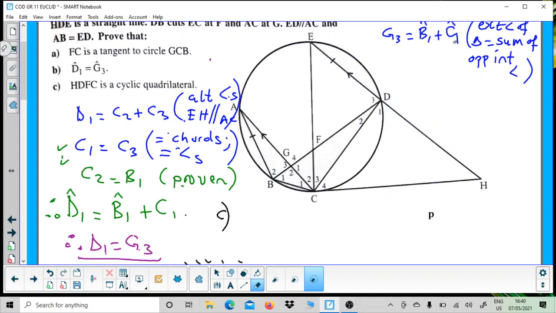Why is D1 equal to G3? Oh, that's what we wanted to prove. We can see they are equal now, isn't it? We can conclude.